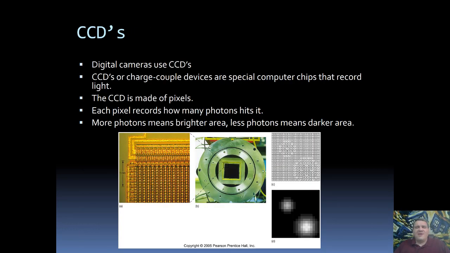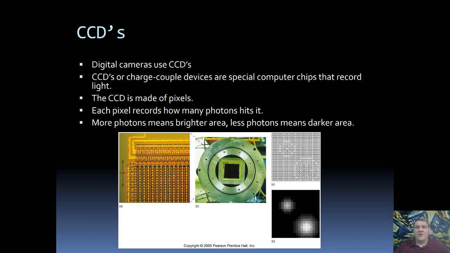In more modern astronomy, we don't use photographic film. Instead, we use the same thing as digital cameras. It's called a CCD, which is a charge-coupled device. This is a special type of computer chip that is set to record light. Each CCD is made up of little things called pixels. All the pixels do is count the number of photons that hit. If no photons hit, it says, oh, I've had 0 hits. Then as photons start to hit it, it counts 1, 2, 3, and so on.